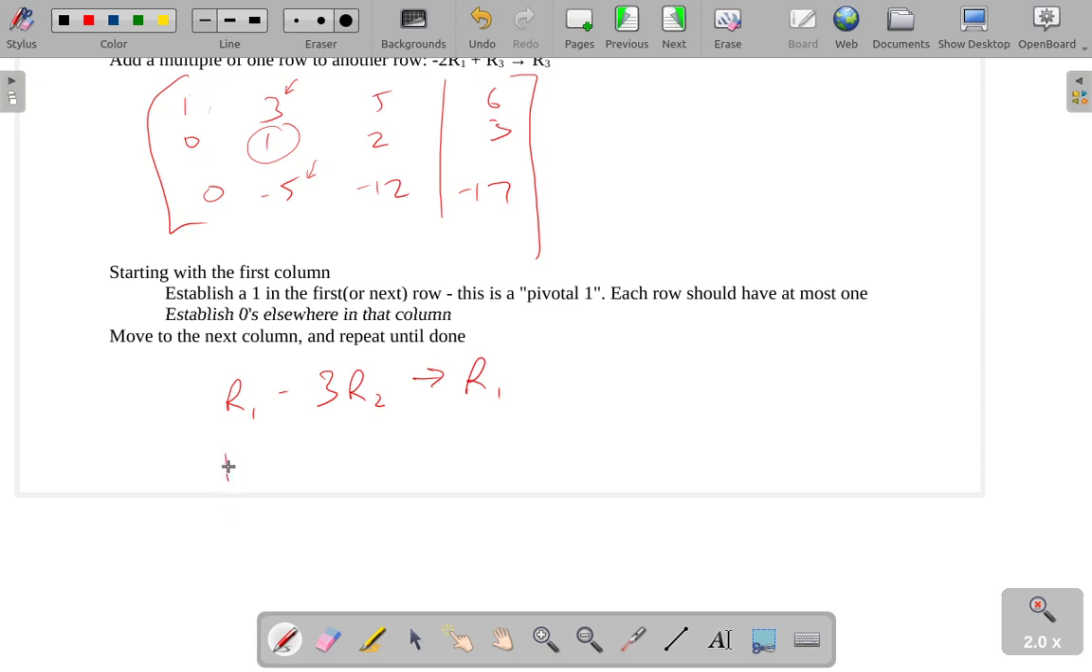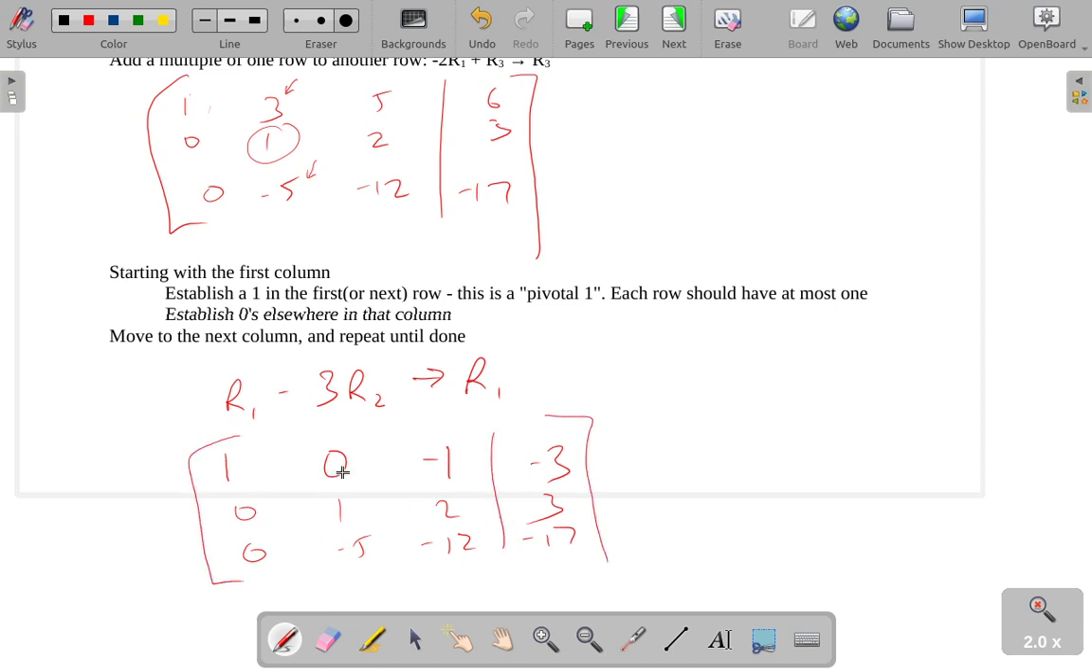So 1 minus 3 times 0 becomes 1, but you'll notice that actually doesn't change it because there's a 0 there. 3 minus 3 times this becomes a 0, because 3 minus 3 is 0. Here we get 5 minus 6, because again I'm tripling this number. 5 minus 6 is negative 1. And 6 minus 9, tripling this, is negative 3. So that's now my first row: 1, 0, negative 1, negative 3.